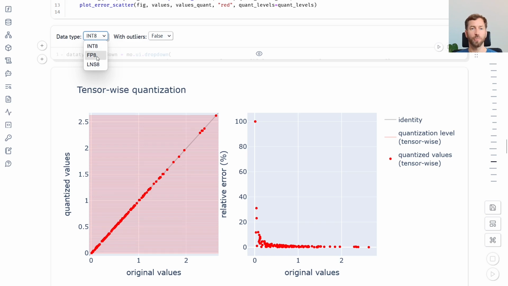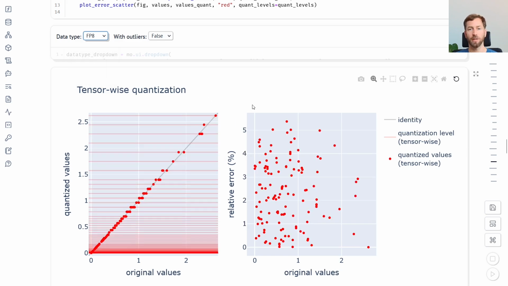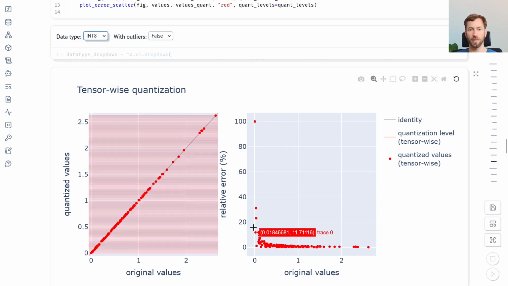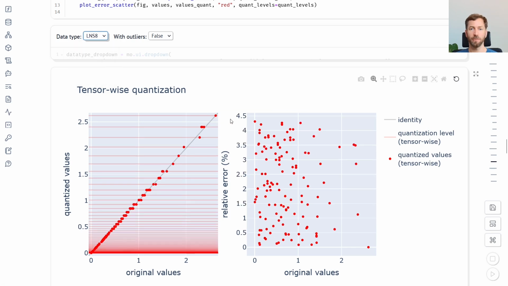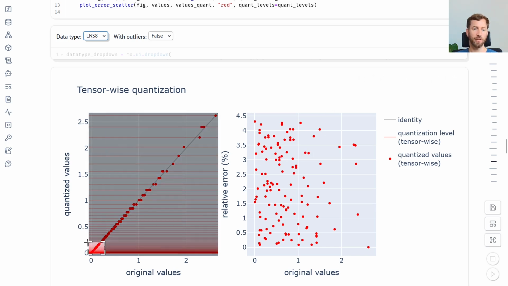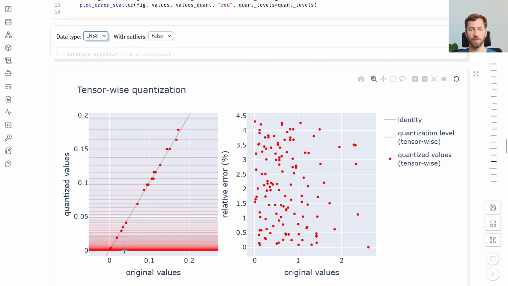Now we can use a floating point data type instead of an integer data type, and we see that the relative error is a lot smaller. Let's just go back to integer and show you. Here the errors go up to 10 or 20. For floating point, the error is smaller than 5.5. If we go to the logarithmic data type, we see, as expected, that the max error is even smaller. Here we can also zoom in to small values and see that we have a lot of quantization levels, so the relative error for these is pretty small.